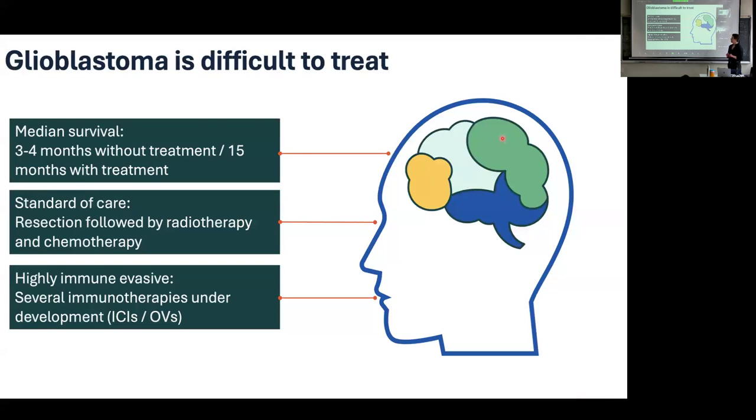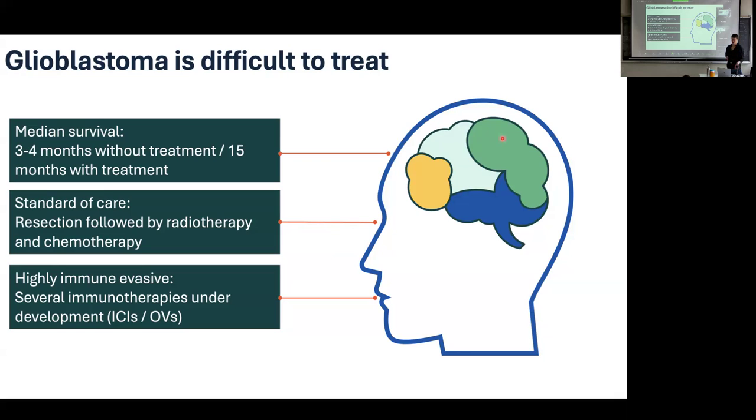If you're not familiar with glioblastoma, it is the most common adult brain tumor. It is also very deadly. The median survival without treatment is 3 to 4 months because it's the late stage of a brain tumor. It's stage 4. But even with treatment, median survival is only 15 months. Since the establishment of standard of care, there hasn't been any change in the past 10 years in treatment modalities.